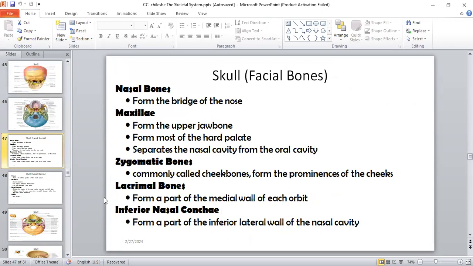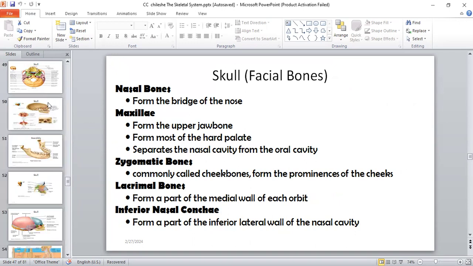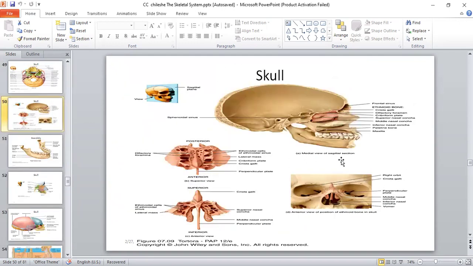And then we have the inferior nasal conchae. So when you look at a picture like this one, you are going to notice that this person has been cut in two. In the sagittal plane, this person has been cut in half. The left side has gone on its own, the right side has gone on its own.